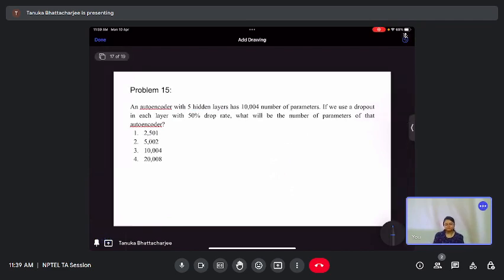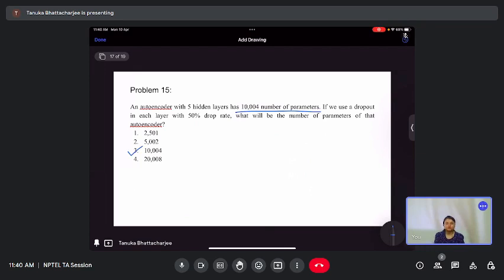Now, the next one: an autoencoder with 5 hidden layers has 10,004 parameters. If we use dropout in each layer with a 50% drop rate, what will be the number of parameters of that autoencoder? Originally the number of parameters is 10,004. Now, in each layer we are doing dropout with a 50% drop rate. So, what will be the number of parameters of the autoencoder? Obviously, the number of parameters will not change, it will remain 10,004 only.